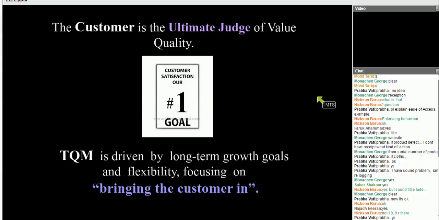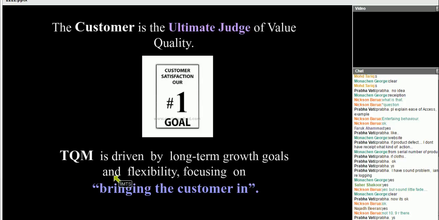The customer is the ultimate judge of value quality. Right, so ultimately the customer's view will go down as the judgment regarding the quality of your product, right? Not any quality lab or anything. Whatever perception the majority of the customers make, that will become the trademark of your product, right? Customer satisfaction, number one goal.